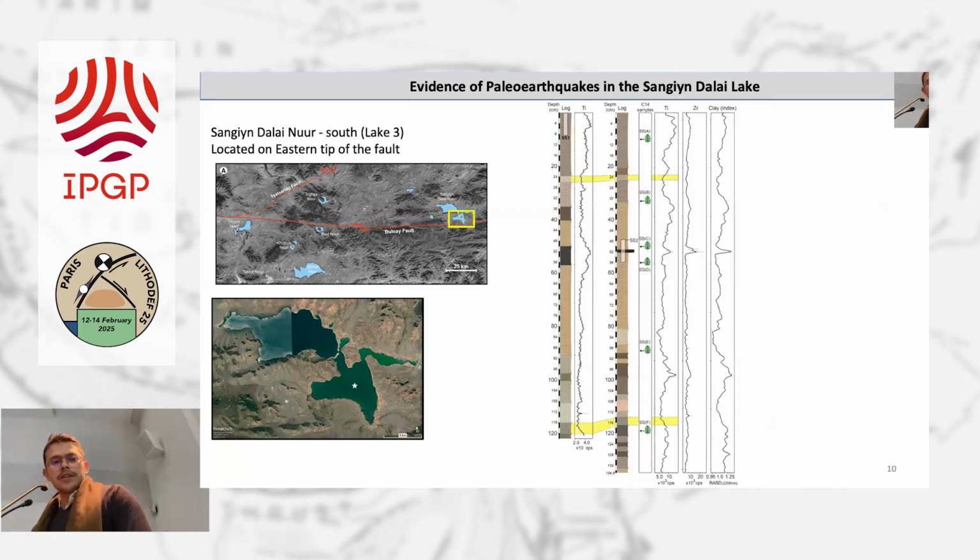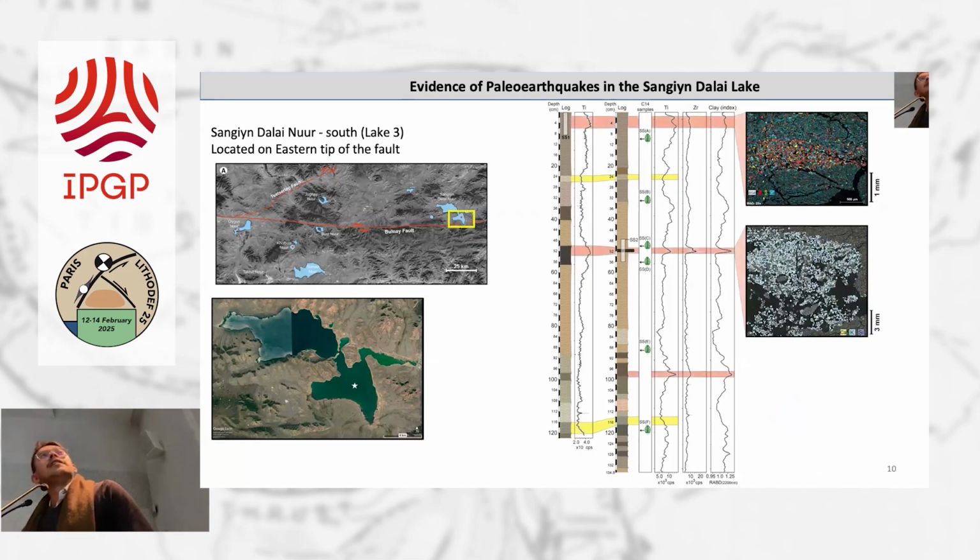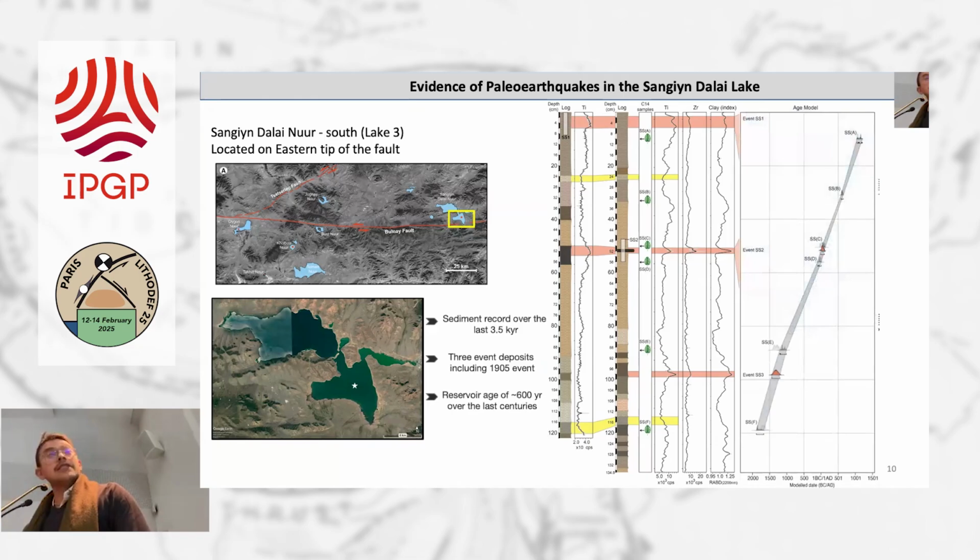Finally, going to the south of the lake system, this was good because in this particular lake, again, we see a positive signature of titanium. And additionally, we found the first paleoturbidite recognizable by sight, about 1 centimeter thick. We did some geochemical cartography to identify them. And in this particular lake, again, we have a reservoir age of about 600 years, consistent with what is observed in the north.